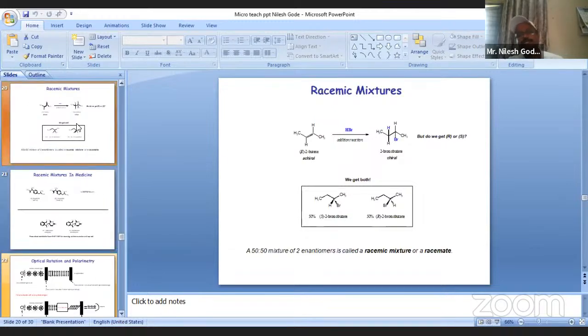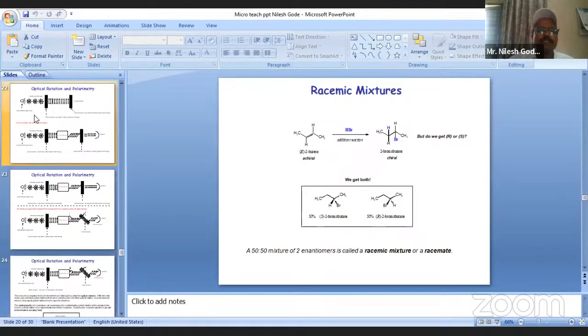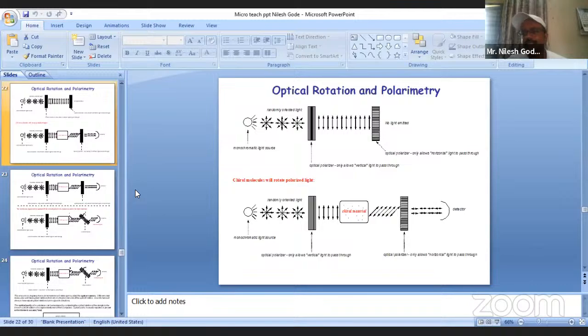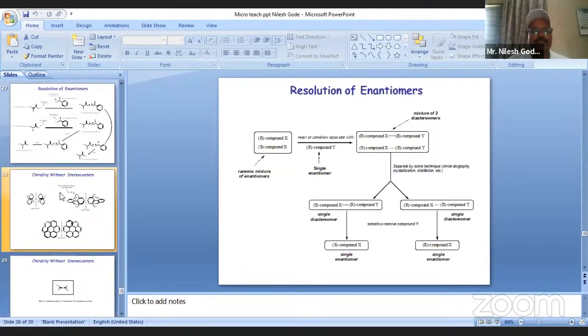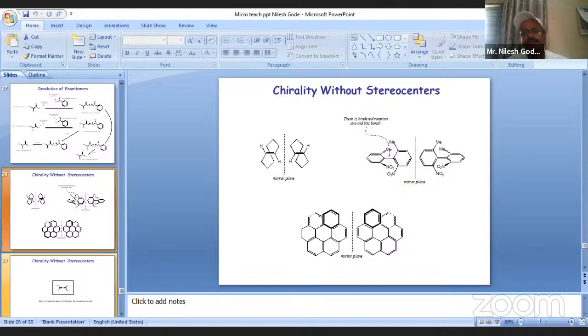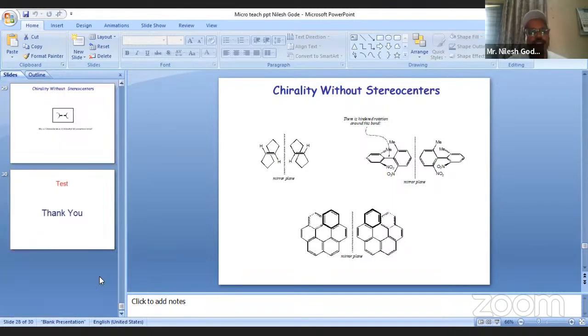Last is the racemic mixture. A racemic mixture is the combination of the R and S forms. And these are all the stereochemistry, but how do we identify the stereochemical product practically? There is optical rotation, and the polarimeter is the instrument. How the polarimeter works, I explain with a diagram. And then some vocabulary: R, S, D, plus, minus, I will teach them. And finally, I come to practical examples, just like drugs.